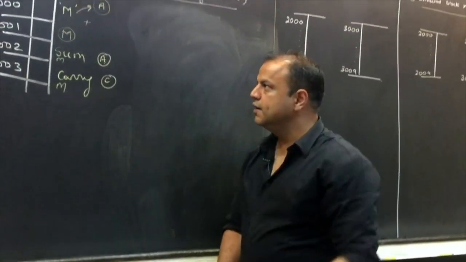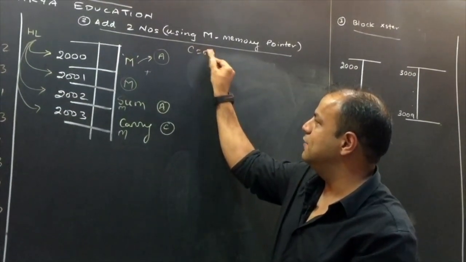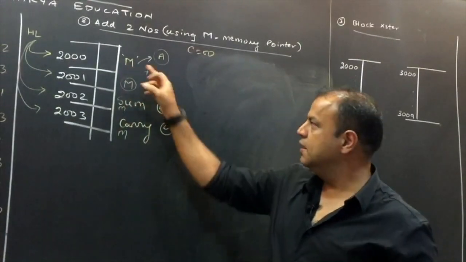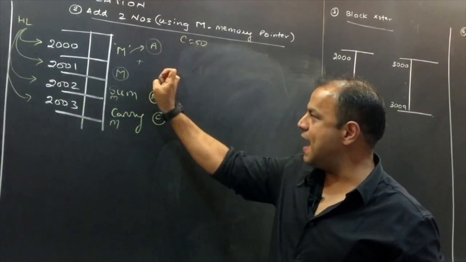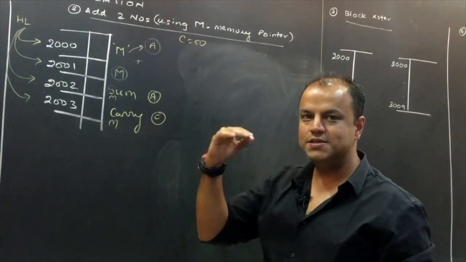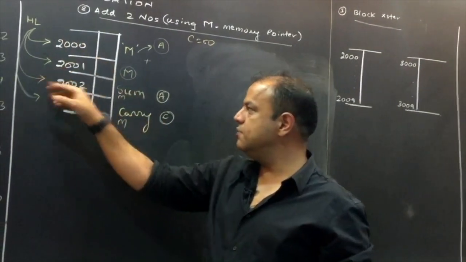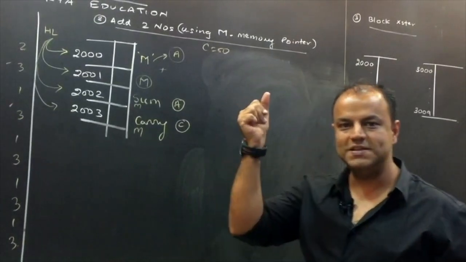Come on, dictate. Once, I'll just give you the logic. Initialize C register as your carry with the value 0. Initialize HL with the number 2000, that means this is M. Take the first data in A, increment HL, second number becomes M, add these two, answer is in A, check for carry. If there is a carry, increment C, if there is no carry, skip. Increment HL, store A over there, increment HL, store C over there. Please tell me, did you understand?